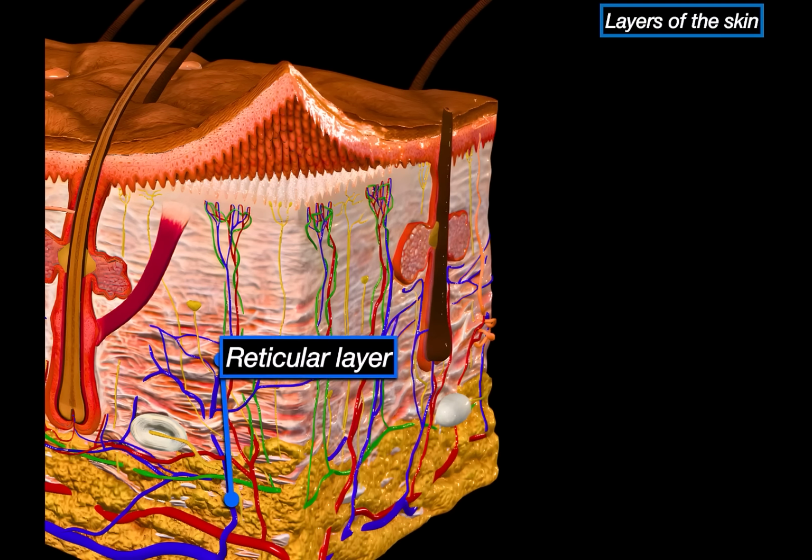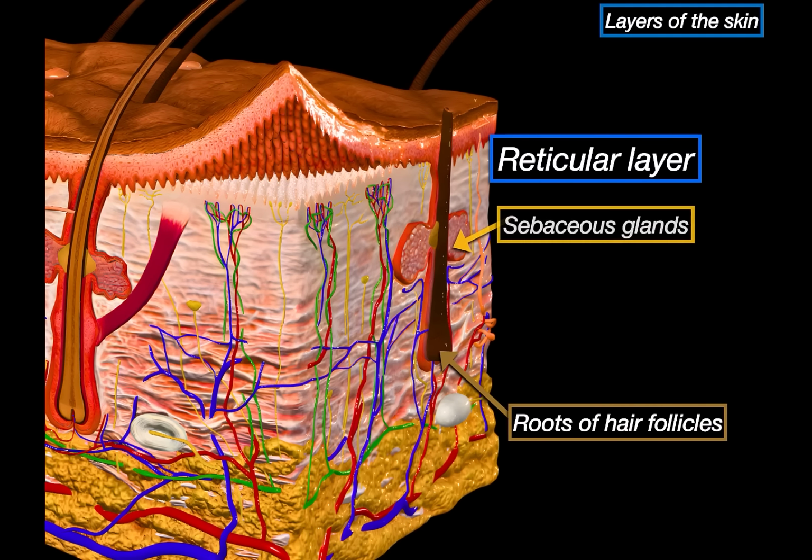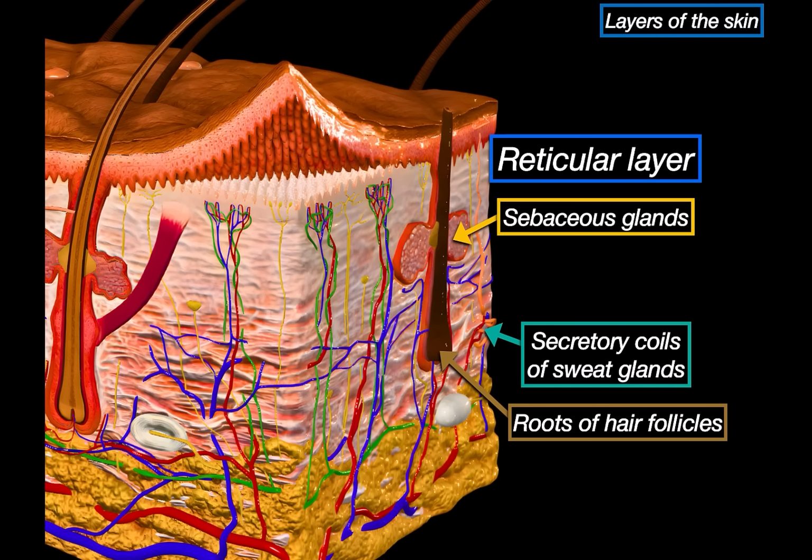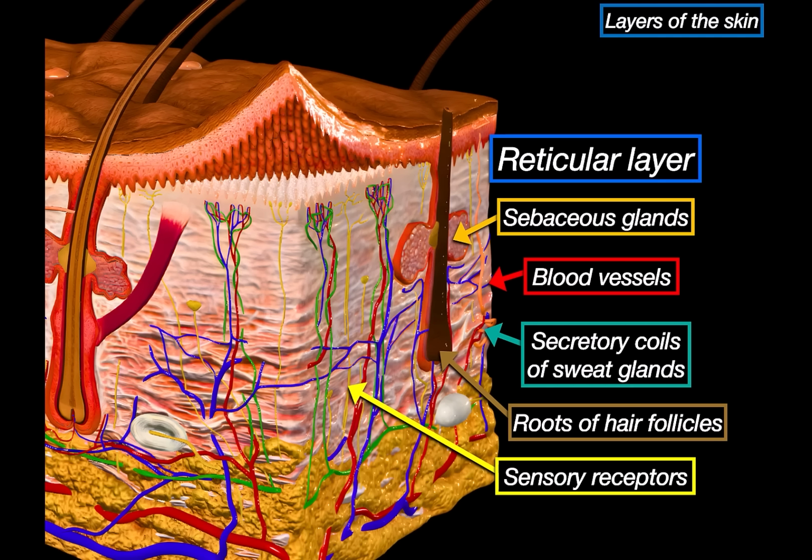Within the reticular dermis, you find the roots of hair follicles, sebaceous glands, the secretory coils of sweat glands, larger blood vessels, and many of the deeper sensory receptors. When you get a deep cut that reaches this layer, you are most likely to damage these structures and to create a scar, because you are disrupting the main supporting framework of the skin.